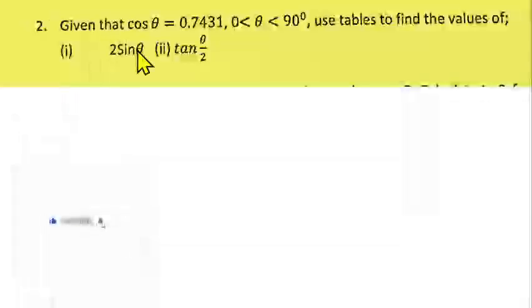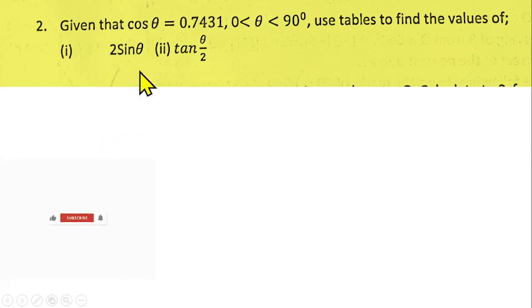Question number 2 is from trigonometric ratio. Given that cos theta is equal to 0.7431, your theta is from 0 degrees to 90 degrees, telling that this is trigonometric ratio. Use the table to find the values of 2 sin theta, and then you have to find tan theta over 2. So from there, what can we do?